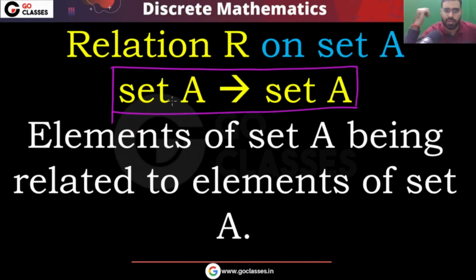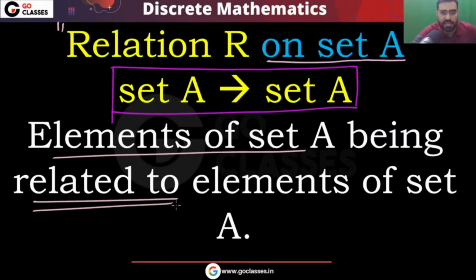Okay, elements of A are related to elements of A. This type of relation is very important, and we say that you have a relation on set A. So if you have a relation on set A, it means that elements of A are related to elements of A. So this type of relation is called a relation R on set A. This is very important.